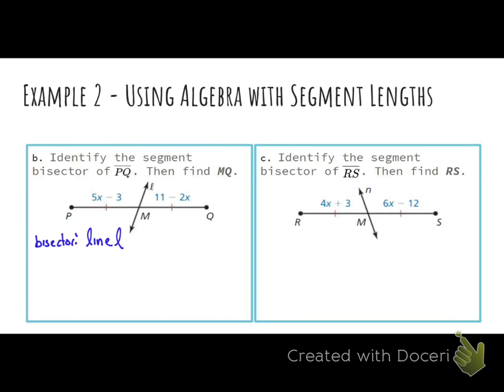So we're saying the two parts are equal. So we'd say that PM is equal to MQ, because it has been bisected. Bisected tells us it's two equal parts. So now we have to put in what we know. I have 5x minus 3 equals 11 minus 2x.